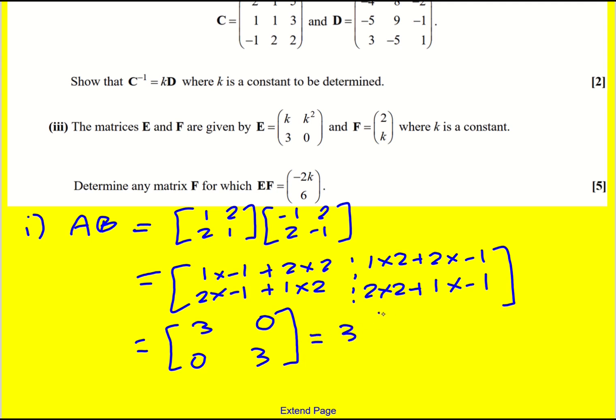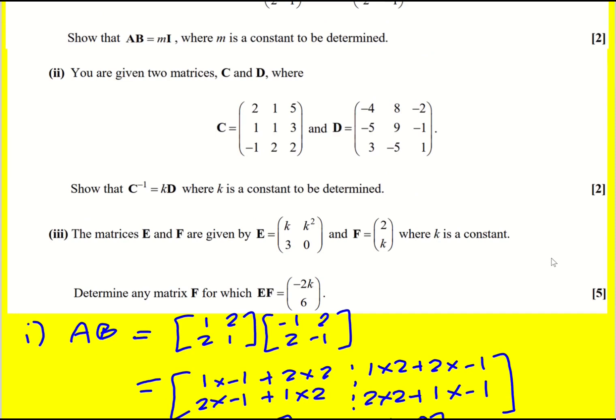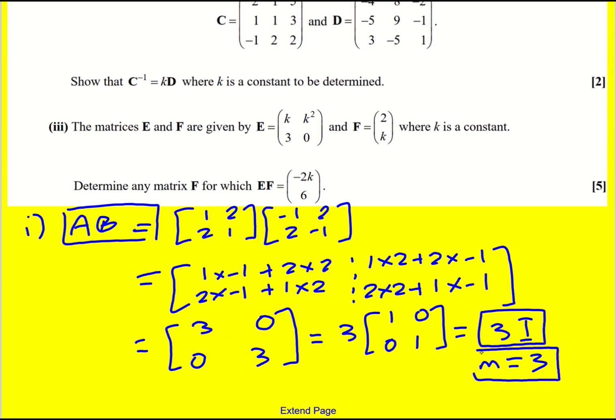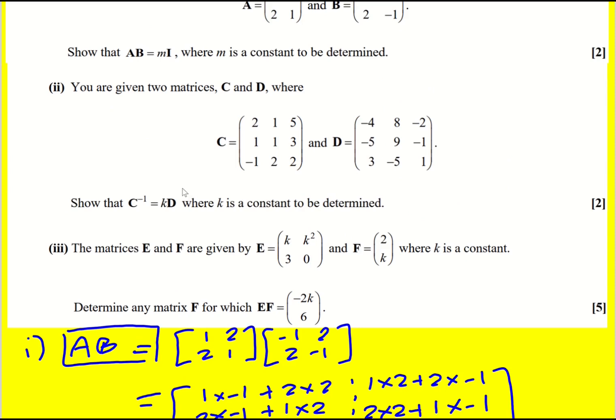So this is then equal to 3 times the matrix 1, 0, 0, 1, which is equal to 3 times the identity matrix. M is a constant to be determined. I'll just say that M is equal to 3. On to the next part.